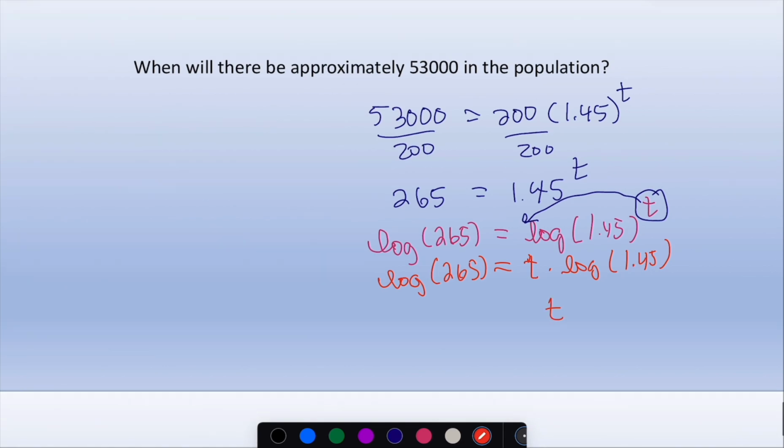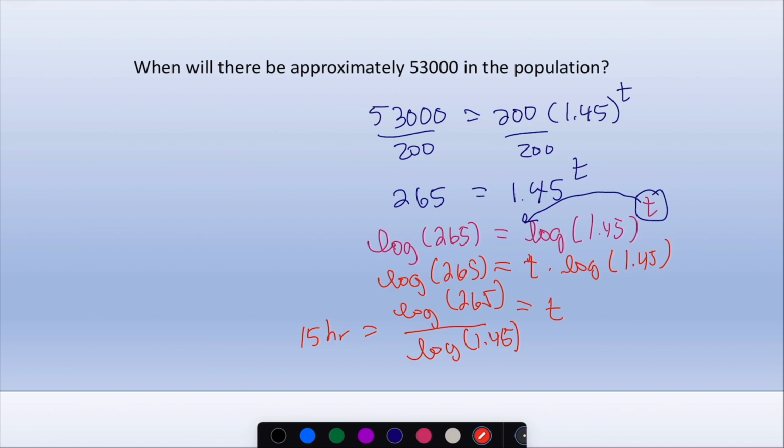And so that t is the log of 265 divided by the log of 1.45. Okay, so you would just hit that in your calculator. It can be the ln button, that's a natural log, or the log button, it doesn't matter. So the log of 265 divided by the log of 1.45 is 15.01. So it's about 15 hours.